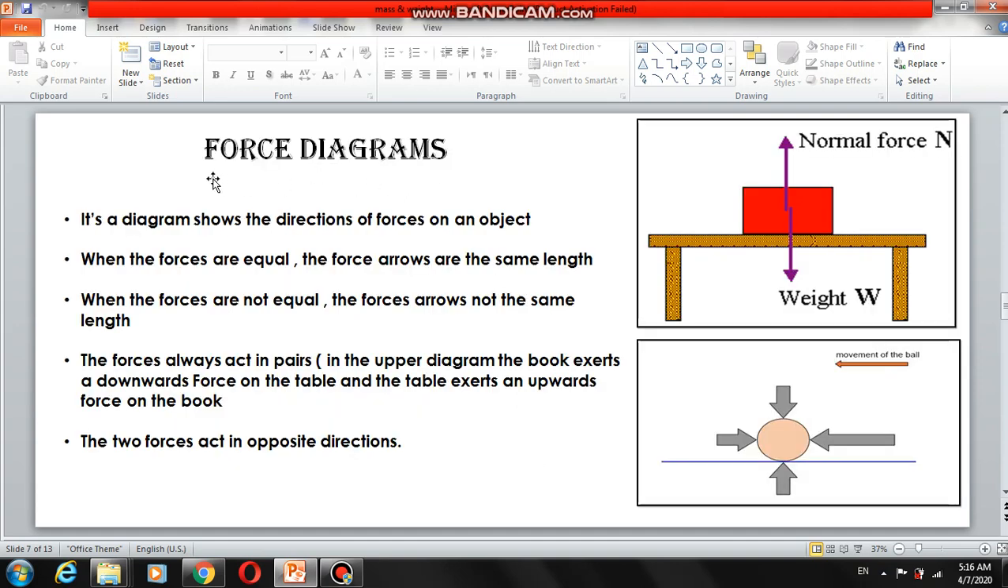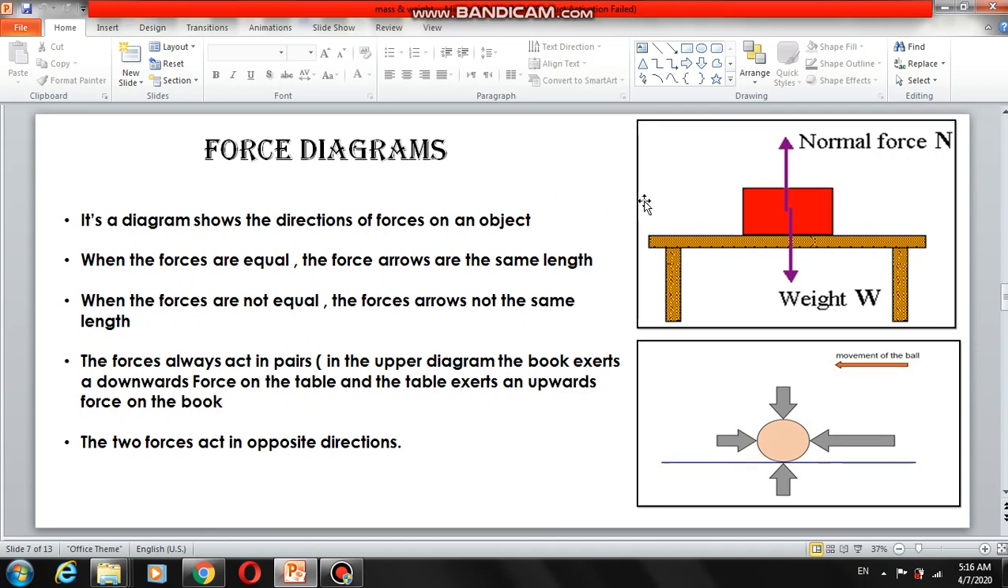Okay, so what is the meaning of force diagram? Put the book on the table. Does it move? Excellent. Now, why? Because there are two forces, normal force and weight force. They are equal. So what is the meaning of force diagram? It's a diagram that shows the directions of forces on an object.